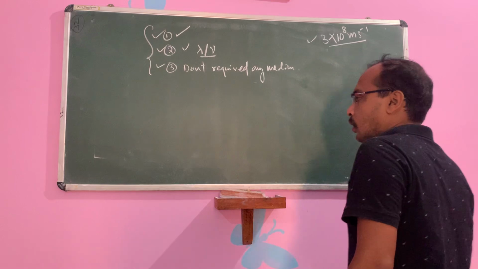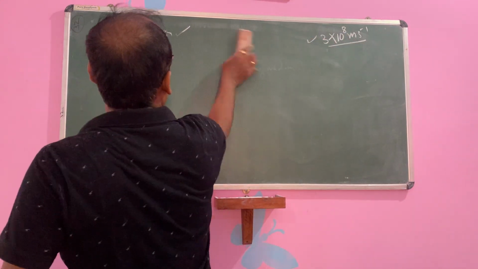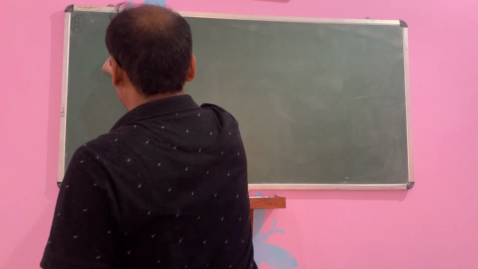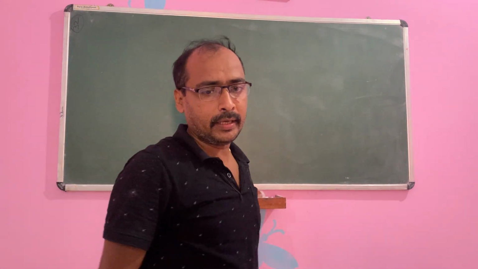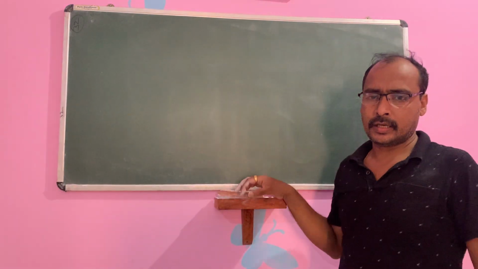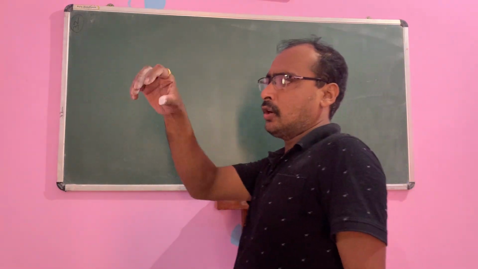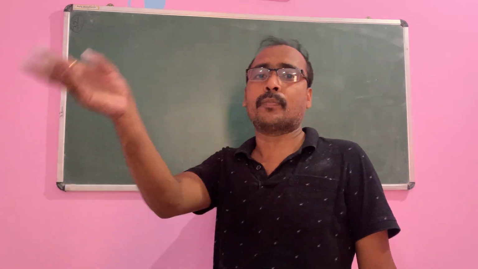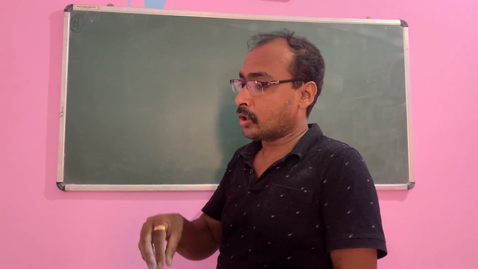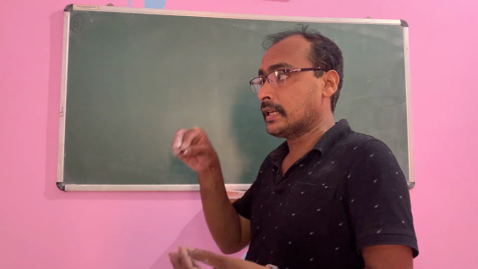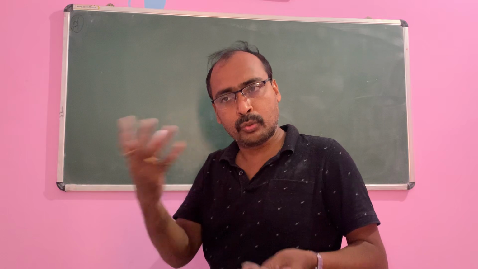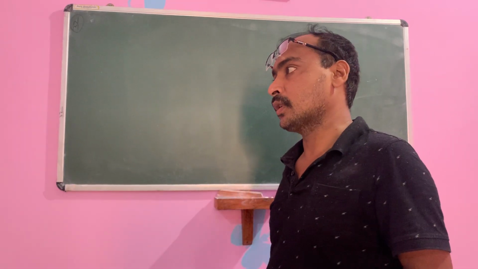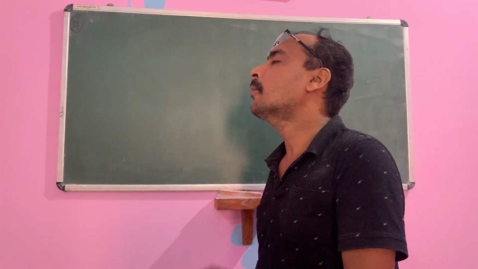Okay, children. So now we'll go to the electromagnetic spectrum. Electromagnetic spectrum. That is the arrangement of electromagnetic radiations in increasing or decreasing order of wavelength or frequency. The arrangement of electromagnetic radiations in increasing order or decreasing order of frequency or wavelength, that is known as the electromagnetic spectrum. Spectrum is singular, spectra is your plural.